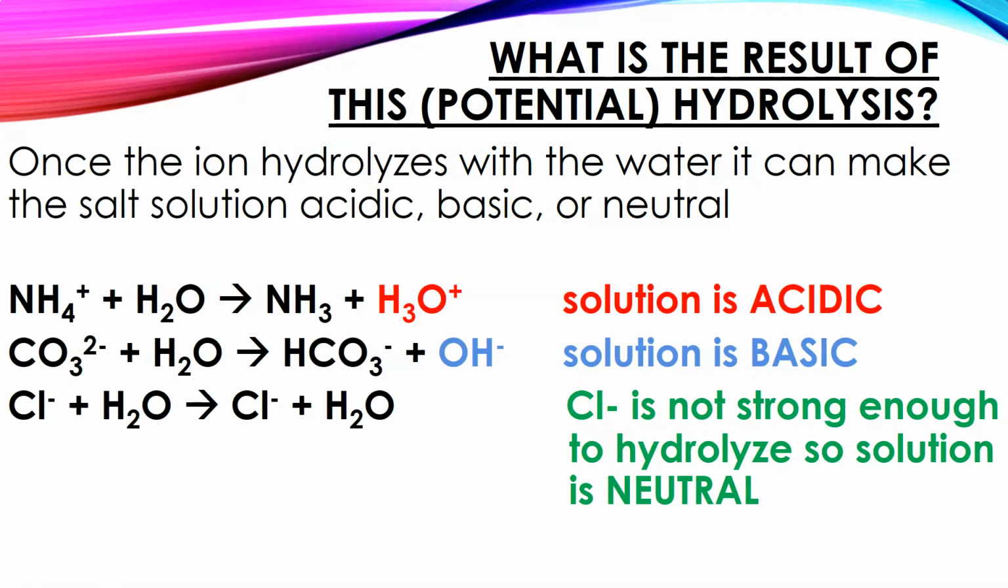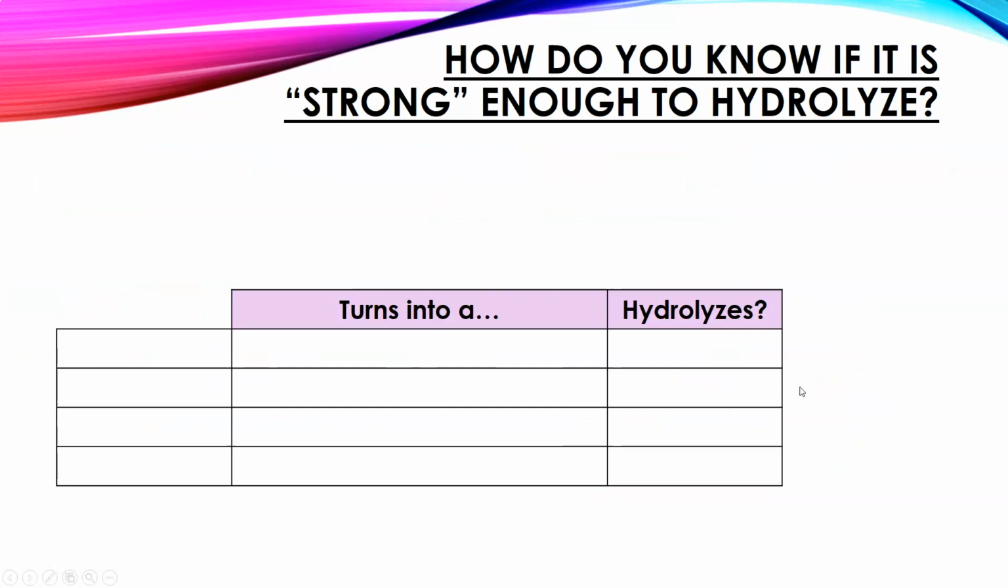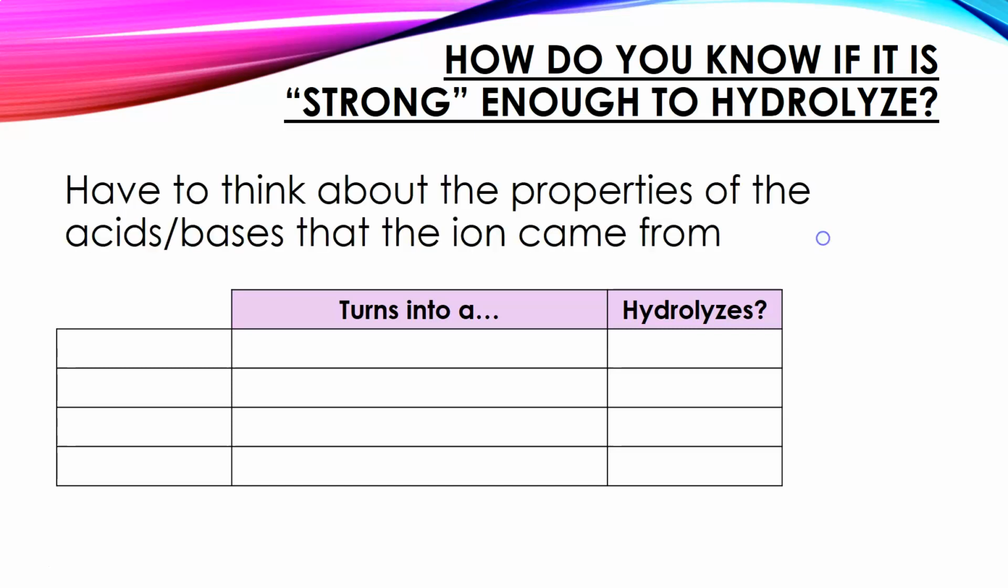So we have to know, well, is it going to hydrolyze? How do I know if it's strong enough? And there's a pattern. What you're going to have to do is think about where the ion came from. If you can figure out where the ion originated, you can think about the properties of that molecule, and it will help you figure out what the properties of the ion will be.